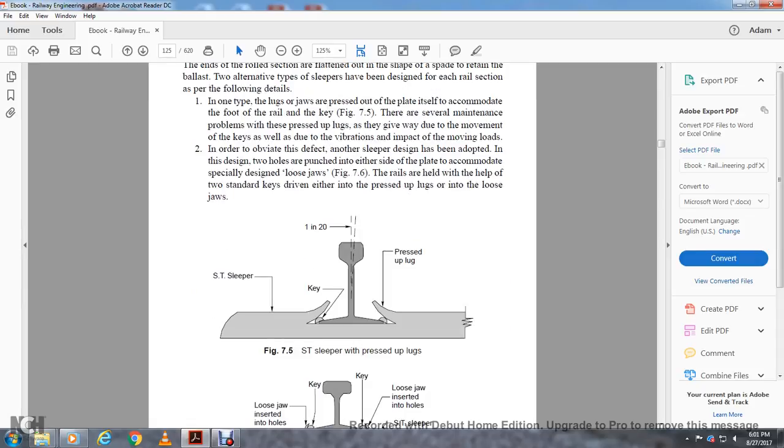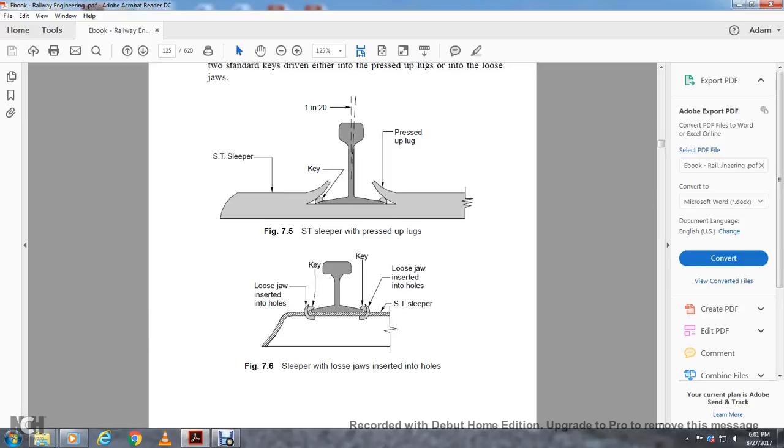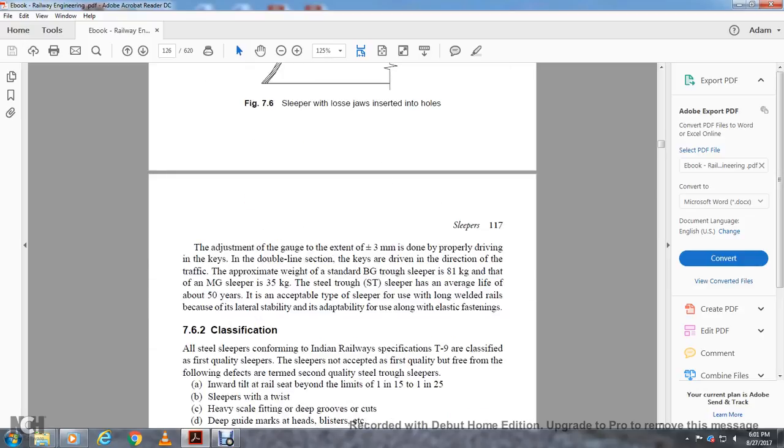Figure 7.5 shows the sleeper with the pressed up lugs, the pressed up lug, key and ST sleeper. Figure 7.6 shows the sleeper with the loose jaws inserted into the holes, the loose jaws, the keys, and ST sleeper. The adjusting of the gauge to the extent of plus or minus 3 millimeters is done properly by driving in the key. In double line sections, the keys are driven in the direction of the traffic.